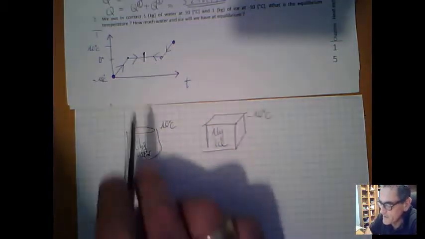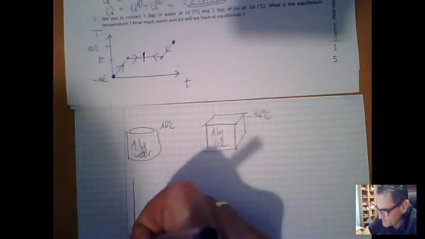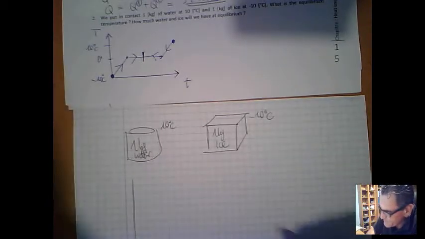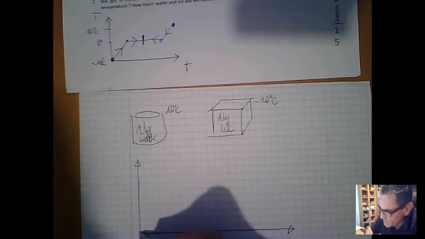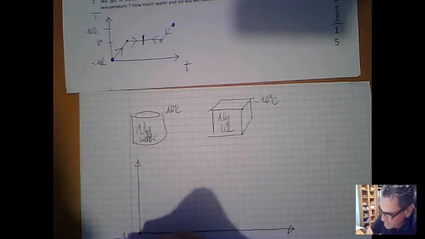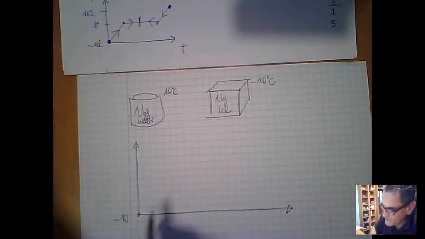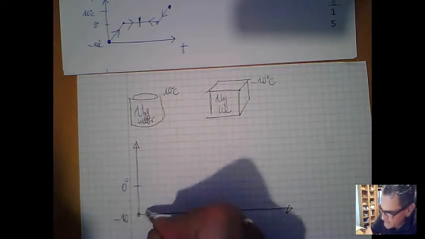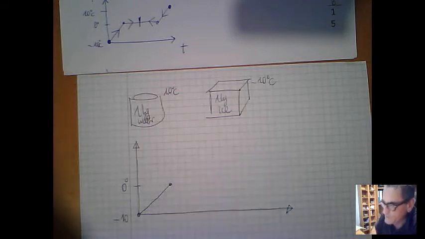Okay. We did this small diagram. Now I would like to redo the same diagram, but to compute a few numbers. We have ice at minus 10 degrees, and then this ice is going to warm up until 0 degrees.